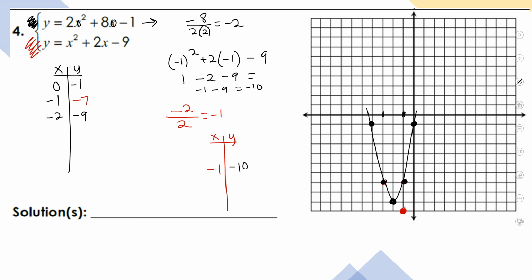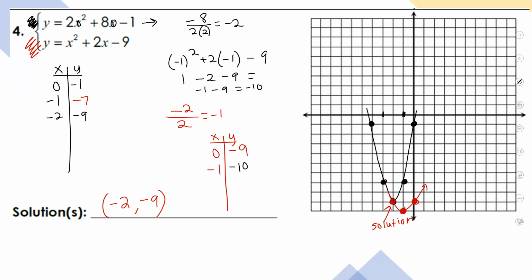All right, let's find some more points. The y-intercept is 0, negative 9. That's right here. So I know that these points will be on my new line. So one of my intersections is right here. This is a solution. And that is at negative 2, negative 9. And yes, it is the vertex of the first equation.